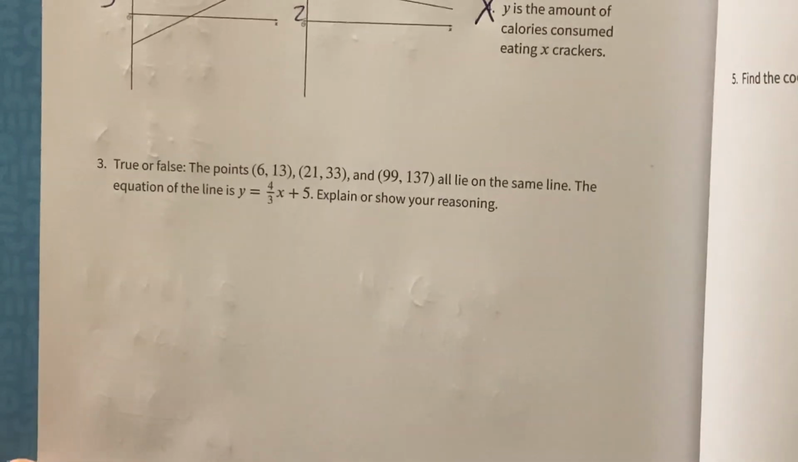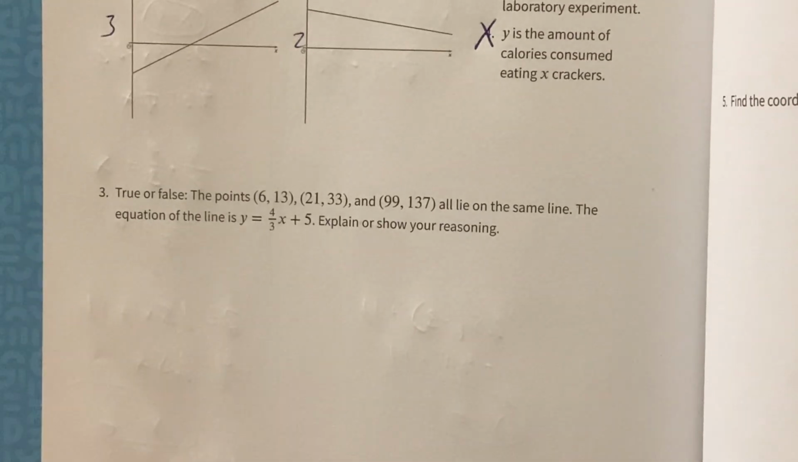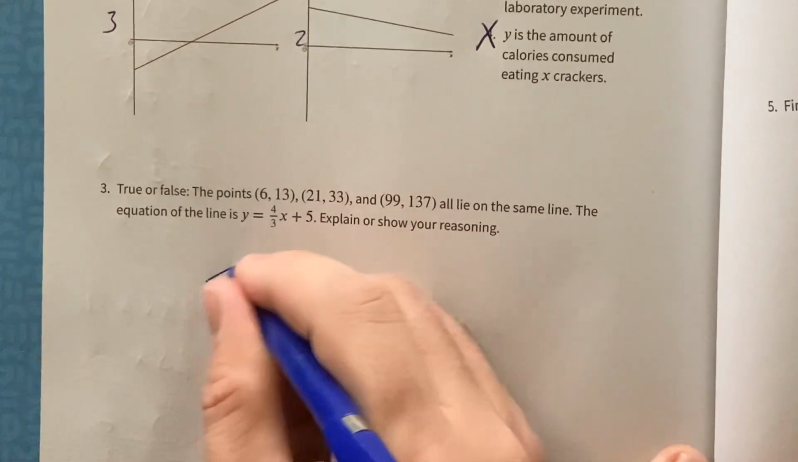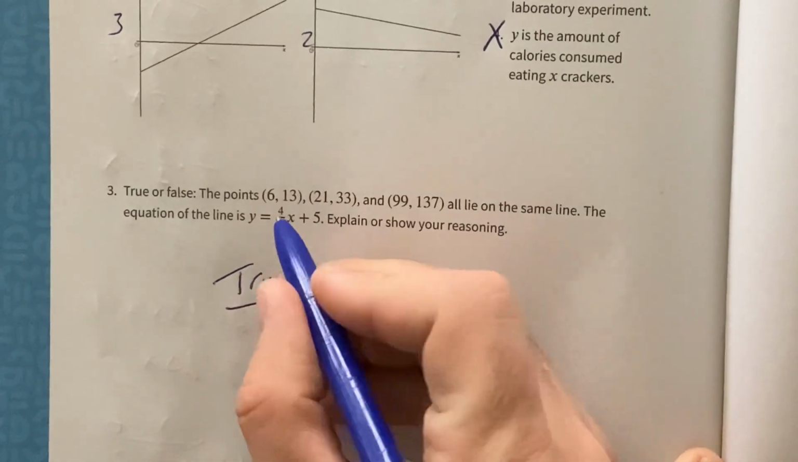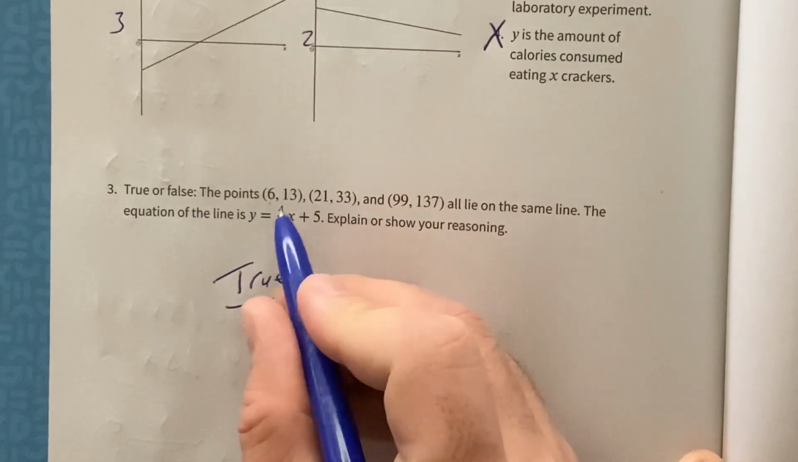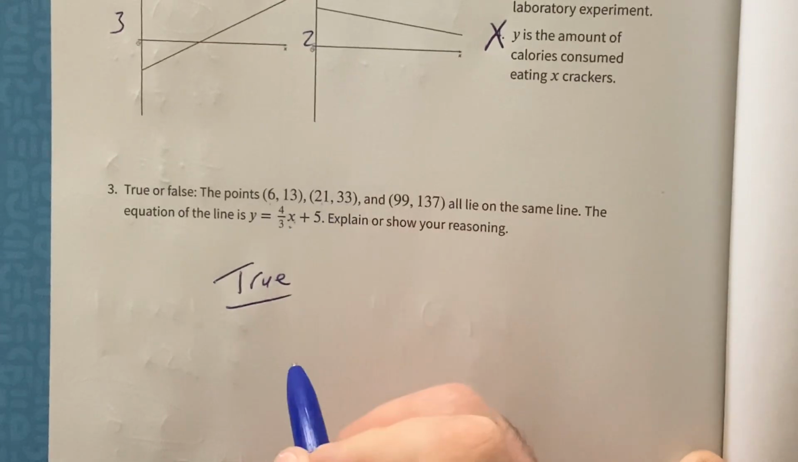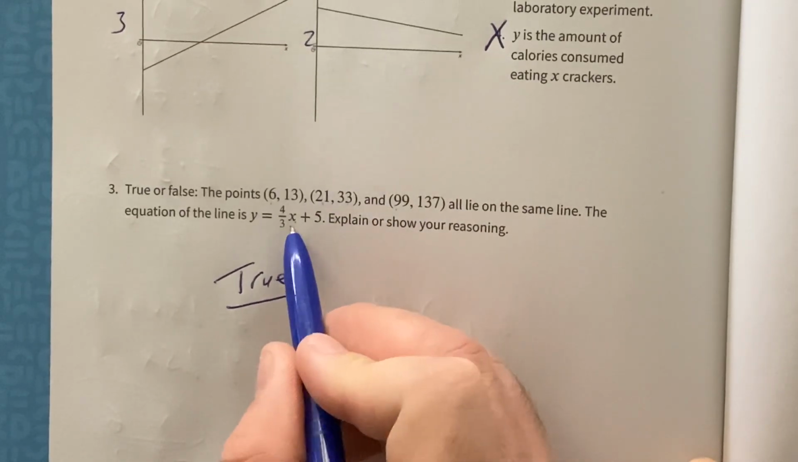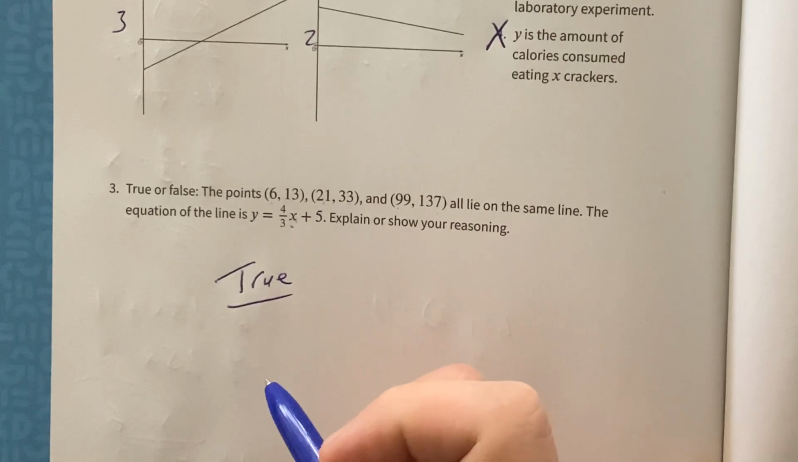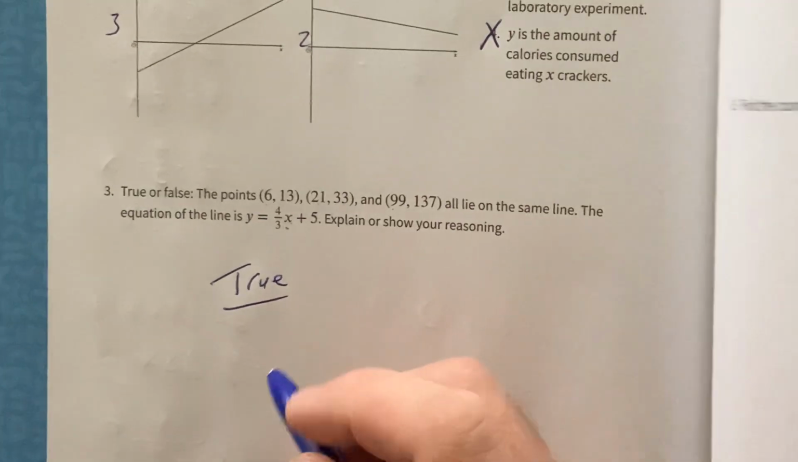True or false? All those points lie on the same line. Okay? That ends up being true. And the reason is if I plug in 6 for x, I get 13. If I plug in 21 for x, I get 33. If I plug in 99 for x, I get 137. That is why it's true.